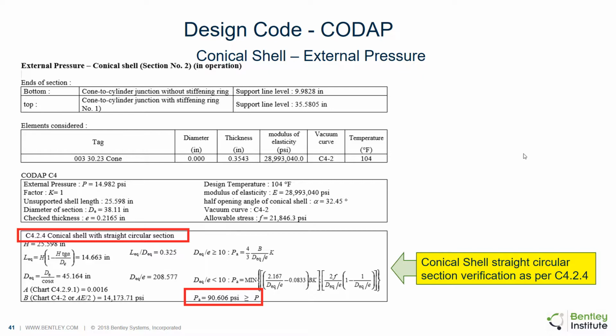For the check thickness of 0.2165 inch, the maximum allowable pressure PA is calculated to be 90.606 psi, which is more than the applied external pressure P equal to 14.982 psi, hence the design passes. Additionally, the stretch section of the conical shell is verified with C4.2.4.